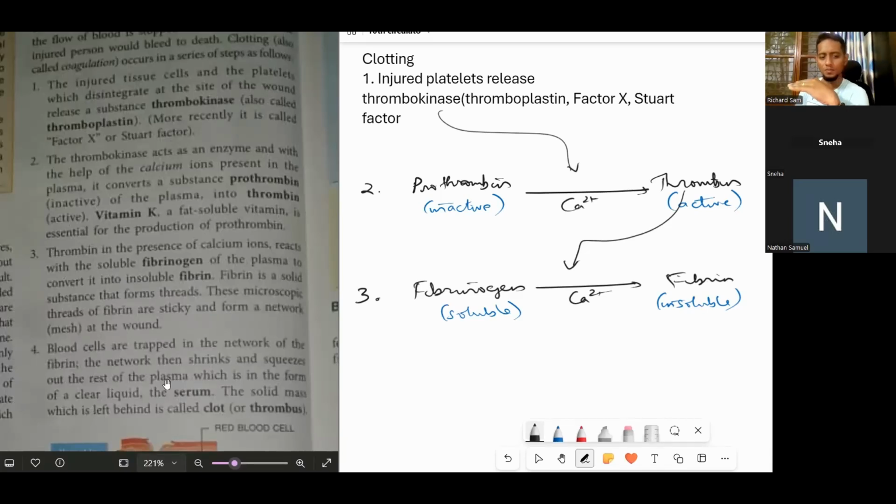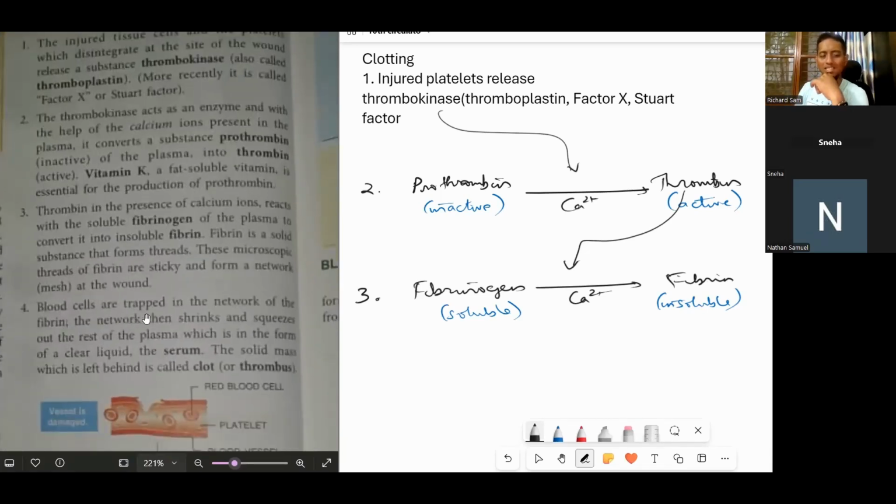I'll read this last part: blood cells are trapped in the network of the fibrin. The network then shrinks and squeezes out the rest of the plasma, which is in the form of a clear liquid called serum. The solid mass which is left behind is called the clot or thrombus. So from the blood, all the cells, that is platelets, RBCs, WBC, all of them get stuck in that mesh. And what comes out of the mesh is only the liquid part. Which liquid part? The plasma. But from the plasma also, your whole plasma doesn't come out. Only the serum comes out.